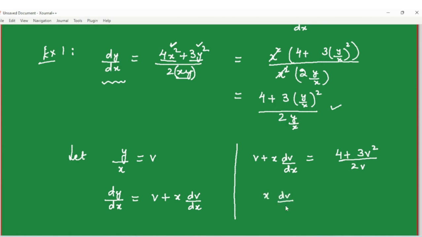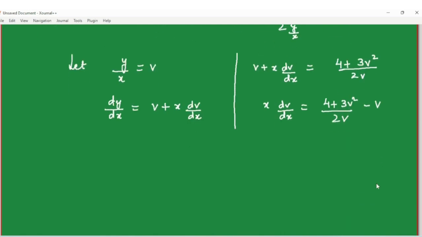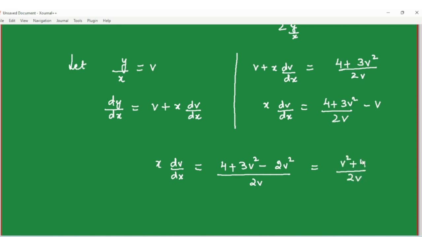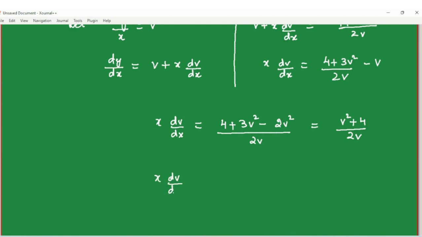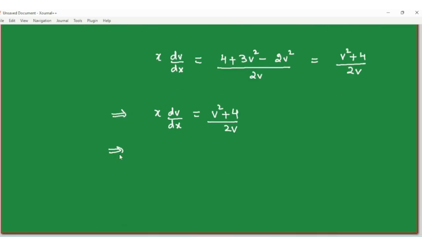So now we can simplify it further to make it look like this, because this v goes here, and now simplifying it further, we have x dv by dx equal to 4 plus 3v square minus 2v square upon 2v, which makes it v square plus 4 upon 2v, and it has clearly become a separable differential equation in v and x. So we do it the separable way. We take the terms involving v with dv on one side and the terms involving x with dx on the other side. Integrate both the sides. We can see that the integration of this is quite simple, because we can take v square plus 4 as t or something, so that 2v dv gets adjusted in the derivative.